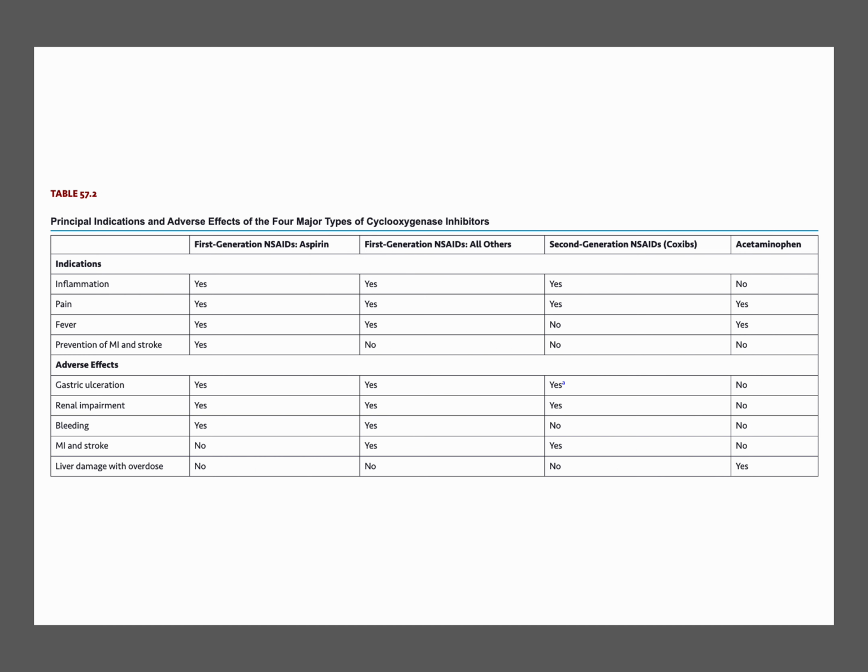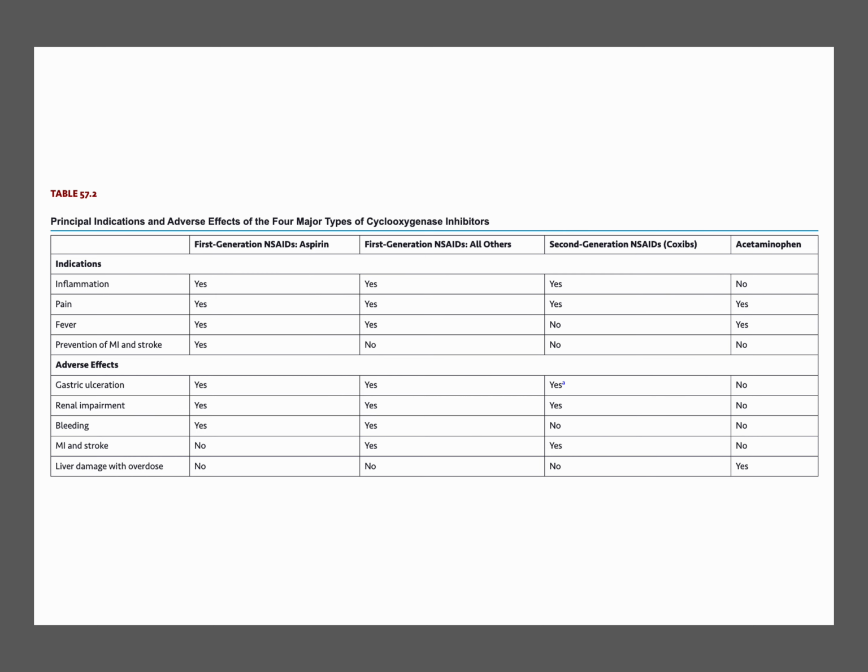I'm a big fan of Table 57.2 in your textbook as well, because it gives you at a glance the principal indications for each of the drug classes and the adverse effects of the four major types of COX inhibitors. So you're looking first at the first-gen NSAIDs, like aspirin. Next, you're going to look at all other types of first-gen NSAIDs, then second-gen NSAIDs, the COXIBs, and then lastly, acetaminophen. If we just look really quickly, most of them have a very similar profile. So let's look for the things that are not similar.